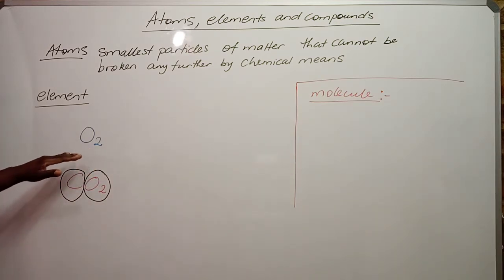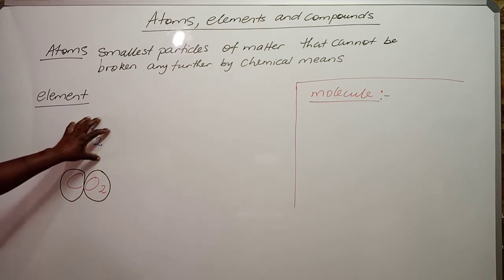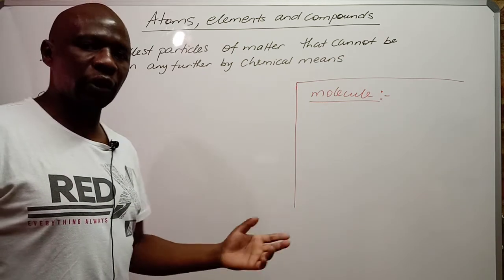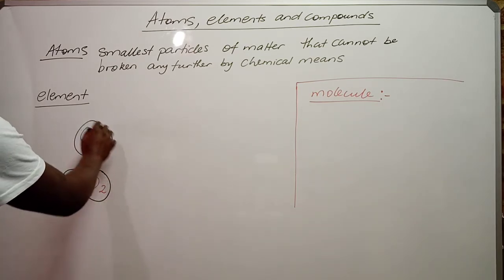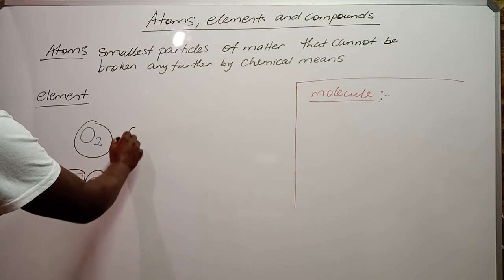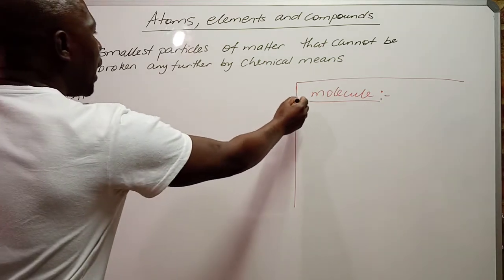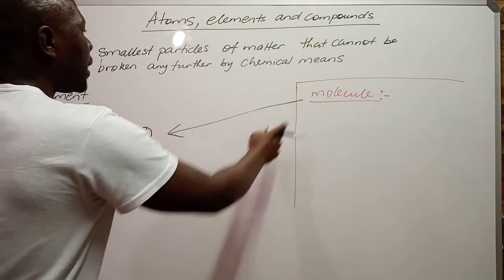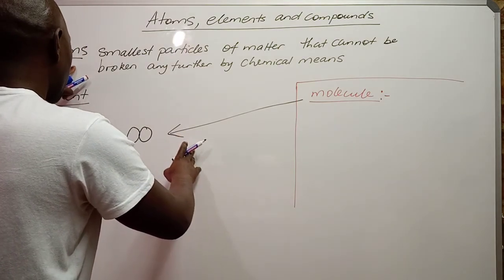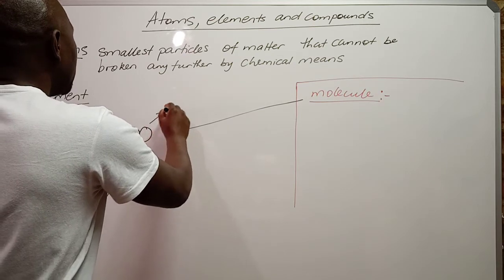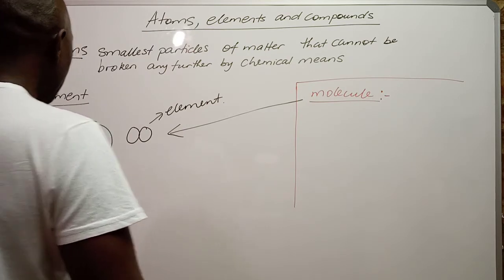Oxygen is an element because it is pure. It is only one kind of an atom. So when we look at oxygen, in this case, these are two oxygen elements. They form a molecule. But this molecule is only made up of one kind of an atom. Therefore, it becomes an element. There is a big difference.